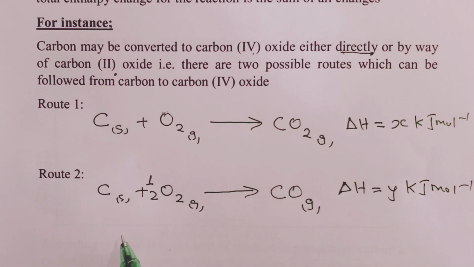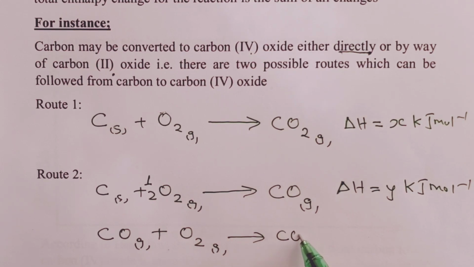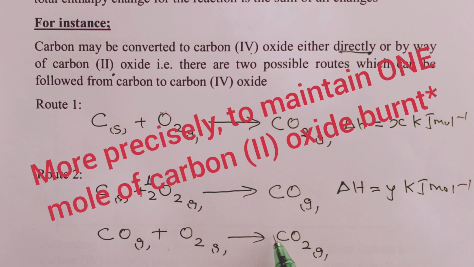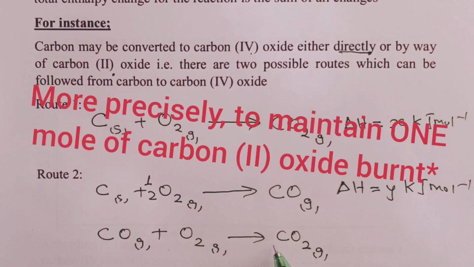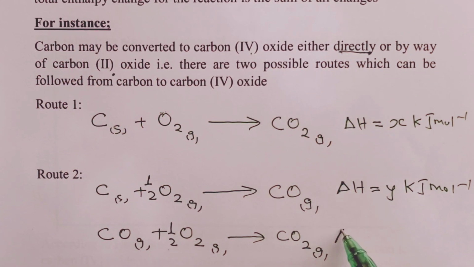Then once we obtain our carbon 2 oxide, we oxidize it further by burning it in more oxygen to give us the final product which we needed, and this is carbon 4 oxide. Again, as we do this, we need to maintain 1 mole of our product here, so we are again forced to balance with a half oxygen. Let's assume that the heat change involved here is Z kilojoules per mole.